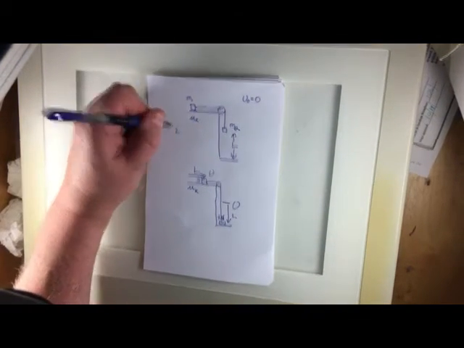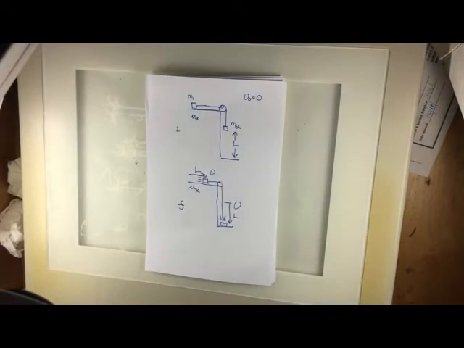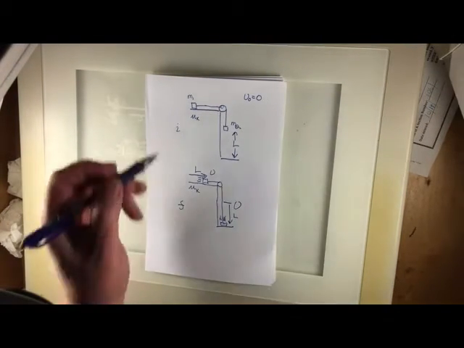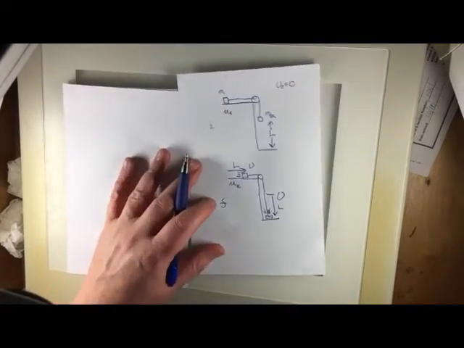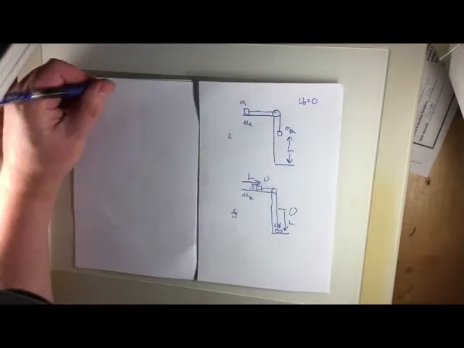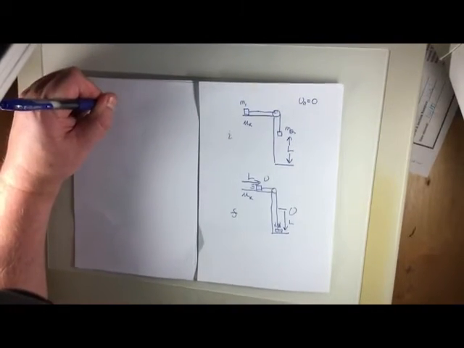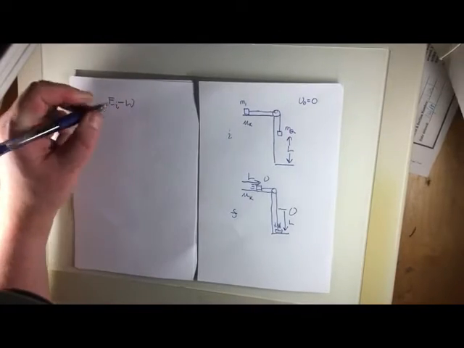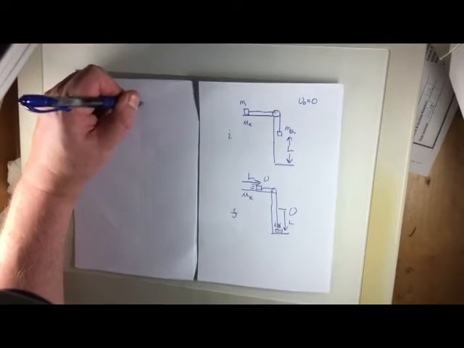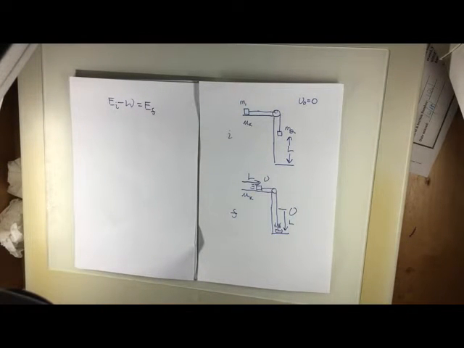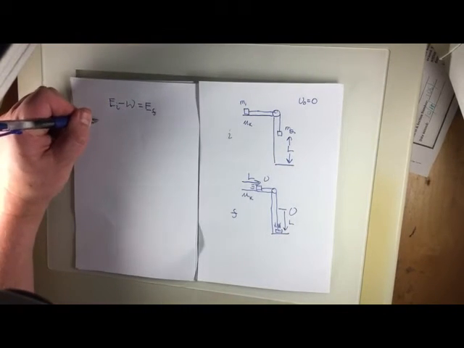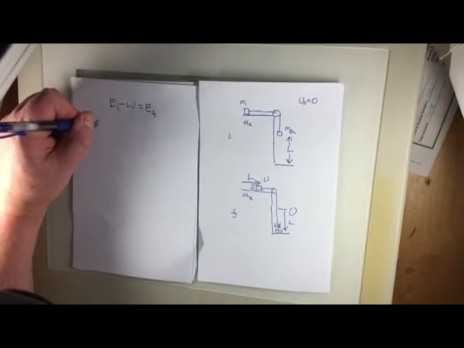This is the initial position. This is the final position. The only thing that happens is that since there is friction, boo friction, the initial energy minus the work, the energy removed through friction, is equal to the energy final. The initial energy is all potential.